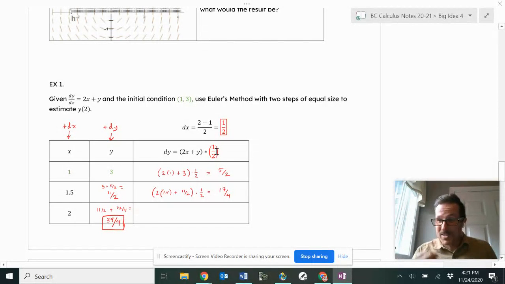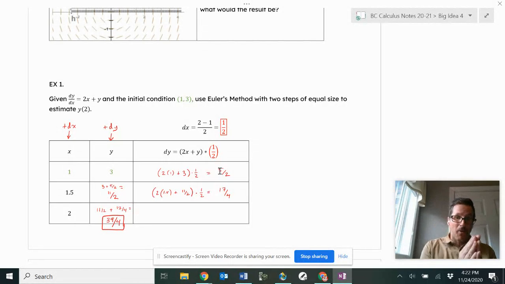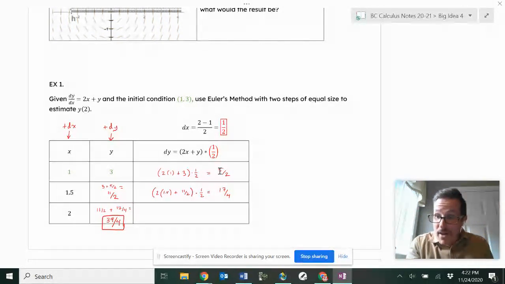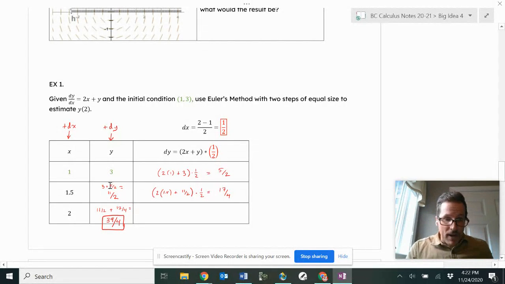Now all we're going to do is start calculating. So at the point (1, 3), the initial condition, we're going to calculate what the change in y would be. So we're just going to sub in the pieces that we need. 2 times 1 plus 3, multiplied by 1/2, well, that's 2.5. Okay, and then what are we going to do with that 2.5? We got a number. What do we do with it? All right, so we've got to remember we started at a point, we're moving over 1/2, and then we're moving up 5/2.